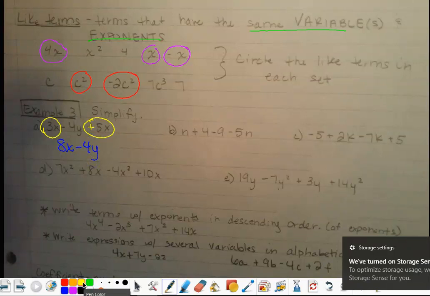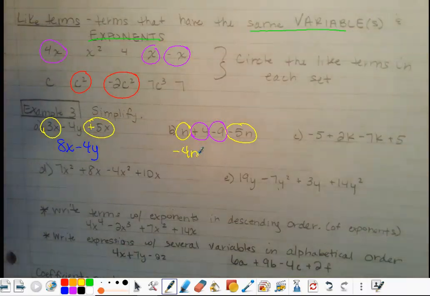Okay, next up, b, we have n plus 4 minus 9 minus 5n. Well, n and negative 5n are like terms, and so are positive 4 and negative 9. So n minus 5n is going to be negative 4n, and a positive 4 minus 9 is a negative 5. So negative 4n minus 5. And perhaps I shouldn't use that yellow. So let me change colors there.